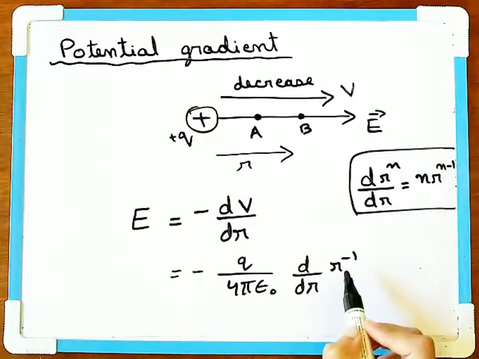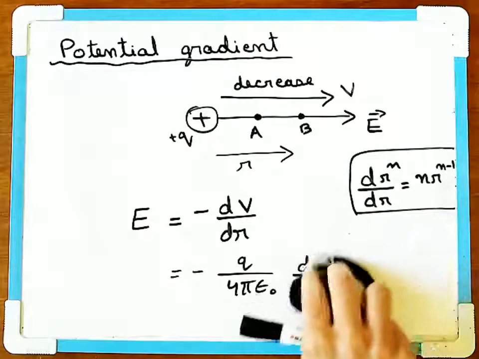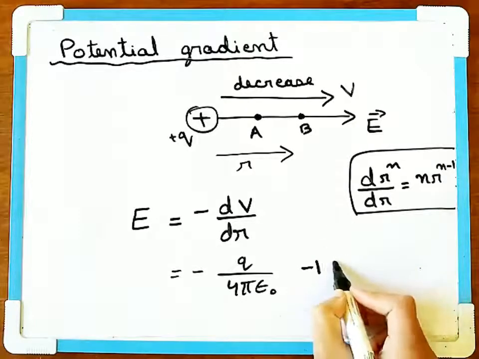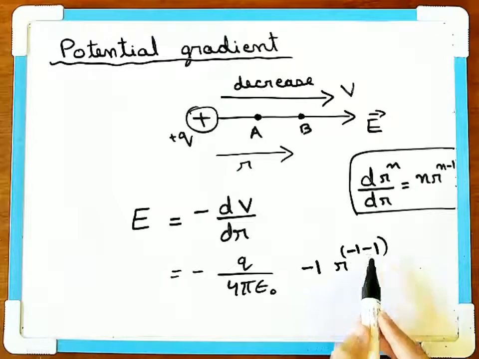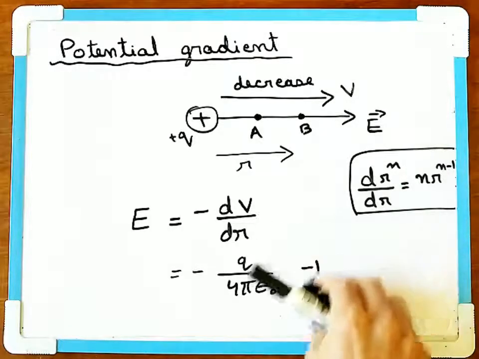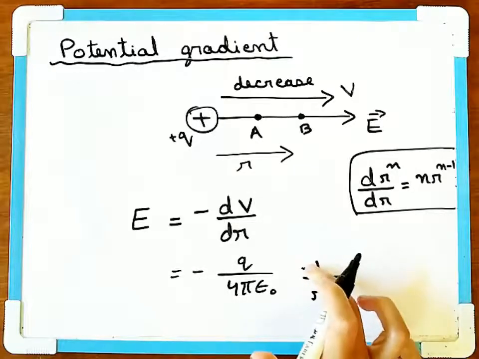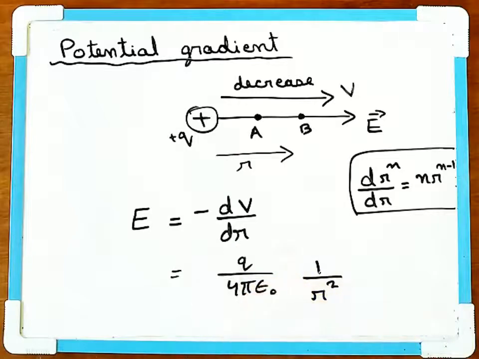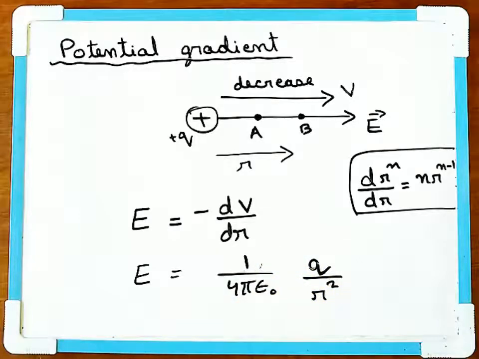So here this n is equal to minus 1. So d/dr of r to the power minus 1 will be, instead of n I'll write minus 1, then r to the power minus 1 minus 1. So this is the result. Here we have minus 1 minus 1, this will give you minus 2. r to the power minus 2. Then this r to the power minus 2 I can write as 1 by r to the power 2, and minus and minus will cancel. So this one and this one, you can cancel, and what we're left with is E is equal to 1 by 4 pi epsilon naught Q divided by R square.